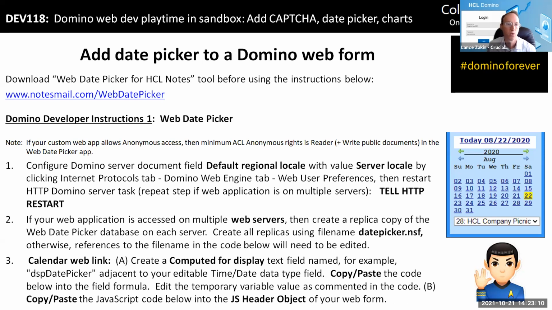Okay. So 1. Configure the Domino server document field default regional locale with the value server locale by clicking the Internet Protocol tabs, Domino web engine, web user interface, then restart the HTTP Domino task. Repeat this step if the web applications are on multiple servers. Tell HTTP restart. It's something just to communicate with your Domino admin.